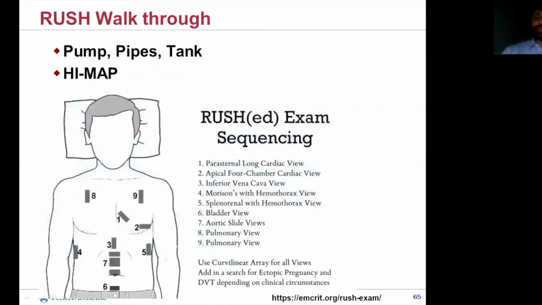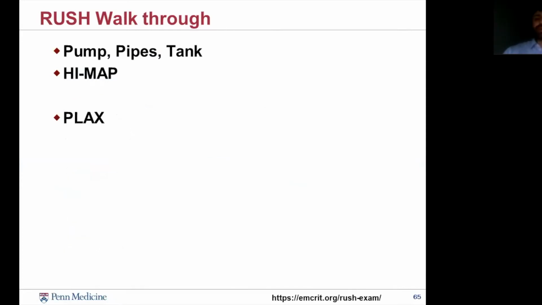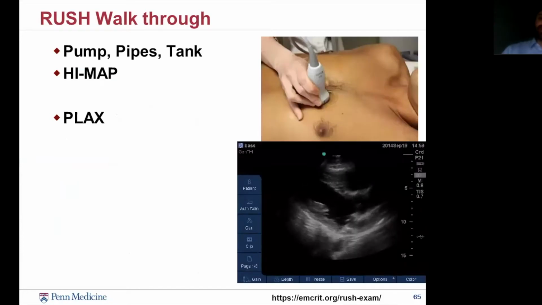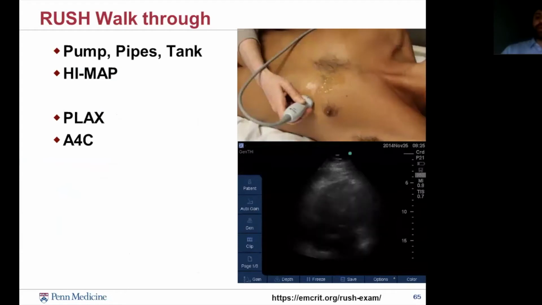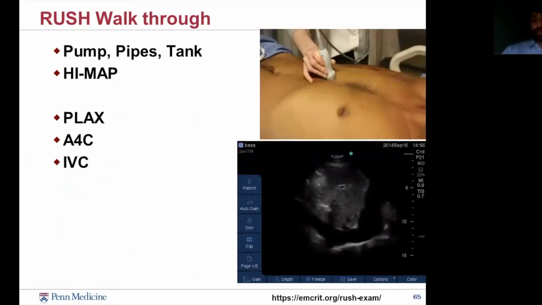For instance, the RUSH, which you can remember by thinking about the pump, or an assessment of the heart, the pipes, or an assessment of the inferior vena cava, aorta, and veins of the leg, and the tank, for an assessment for pneumothorax, hemothorax, and intra-abdominal bleeding, is an examination that goes through all of these different views. It starts with a parasternal long axis view, then quickly goes to an apical four-chamber view to assess for signs of pulmonary embolus.